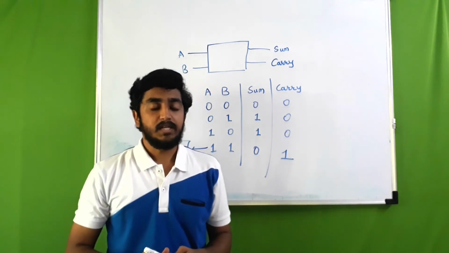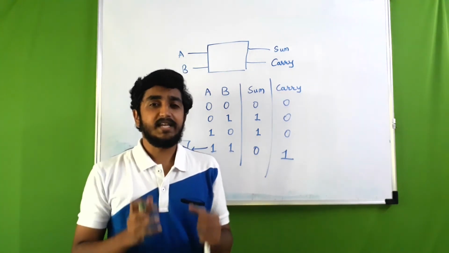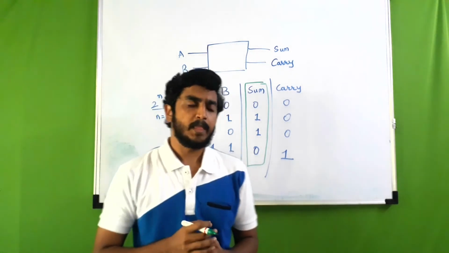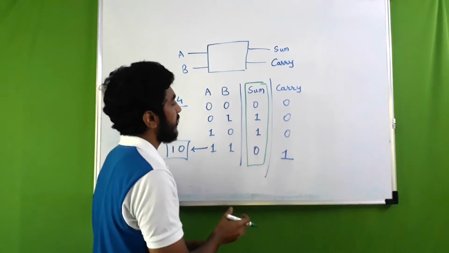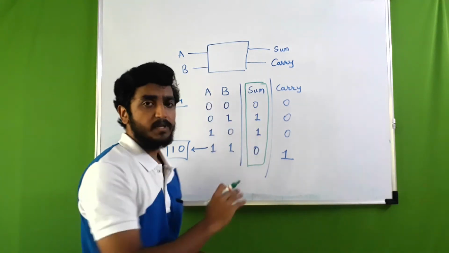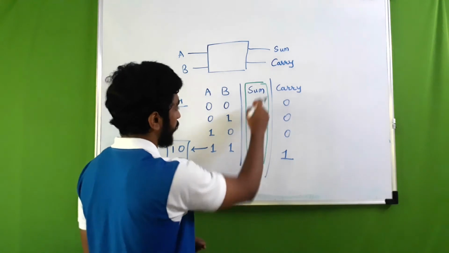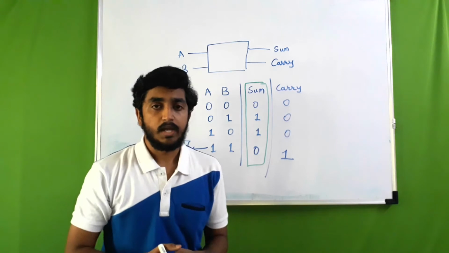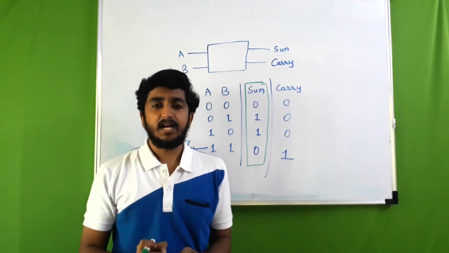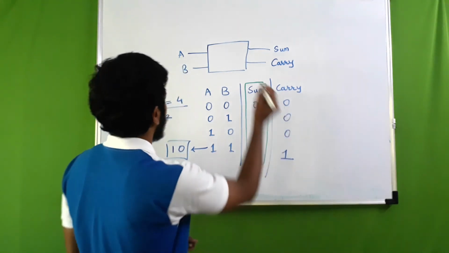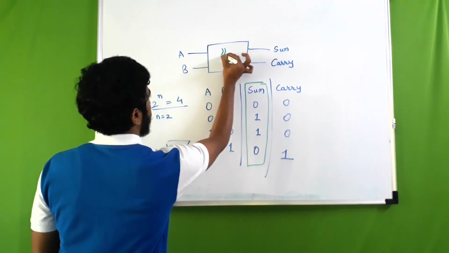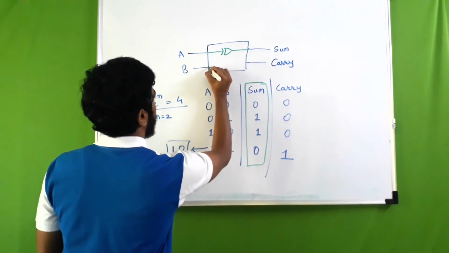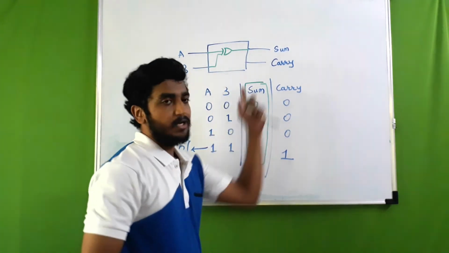Now is the time to try to understand what exactly can be inside this black box. Let's start by constructing the sum output. When you look at the sum output, you will see that when either A or B is 1, the output sum will be 1. If both are 0 or both are 1, the sum is 0. This is exactly like an XOR gate. So now I can simply construct an XOR gate for the sum.